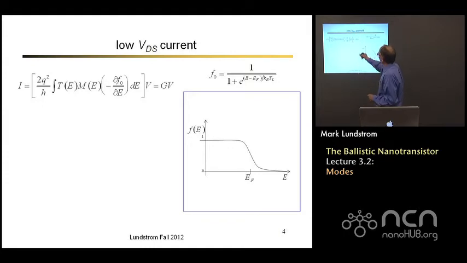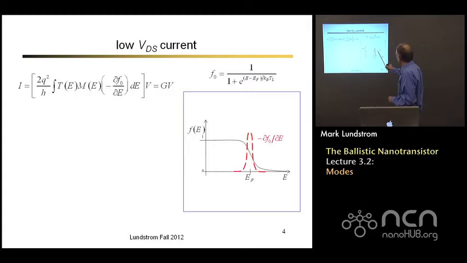Let's look under low current. This might be a low voltage between the drain and the source of a MOSFET. And let's calculate the conductance. So here's our Fermi function. It's 1 way below the Fermi level. It's 0 way above the Fermi level. It makes a transition right around the Fermi level. What's important is the derivative of that function. And notice that the derivative is peaked and has a sharply negative value around the Fermi energy.